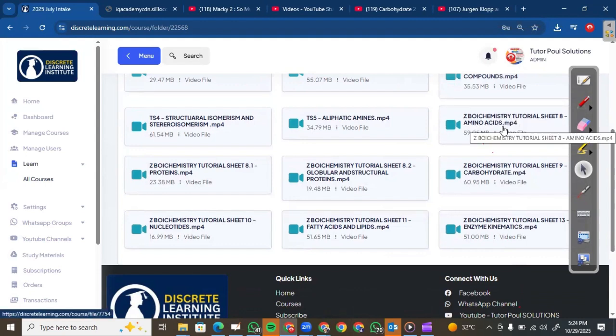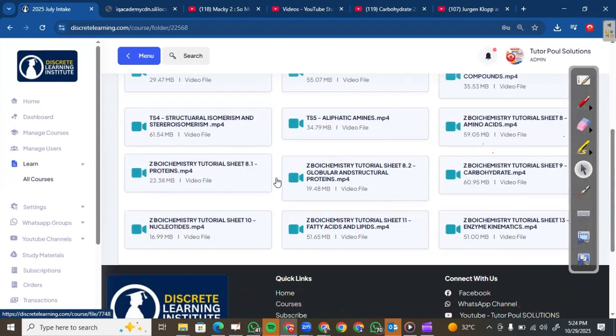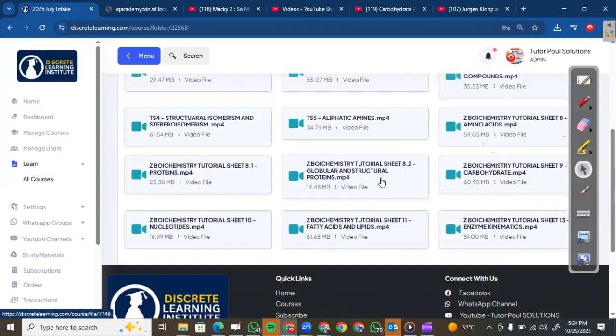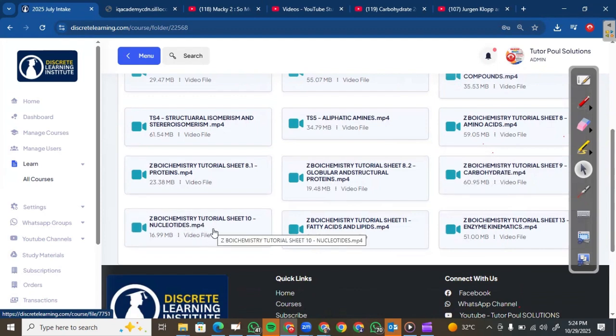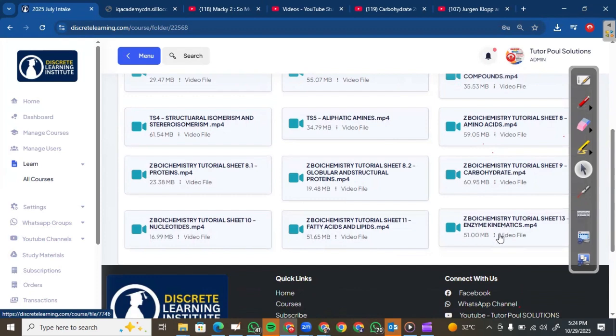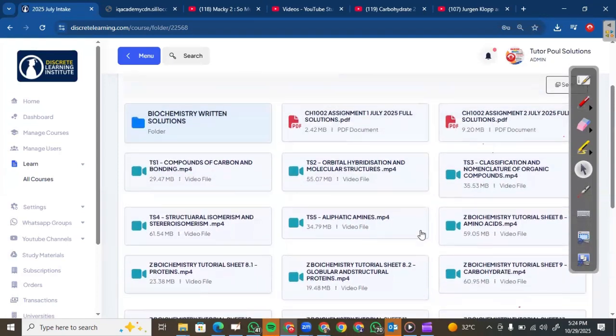You can see the biochemistry tutorial sheets. This one was on amino acids and peptides. This one was on proteins. This one was on globular and structural proteins. This one was on carbohydrates. This tutorial sheet here was on nucleotides. This one is on fatty acids. And this one is on enzymes and enzyme kinetics. You can watch these videos at your own time to learn the concepts, at your own pace.